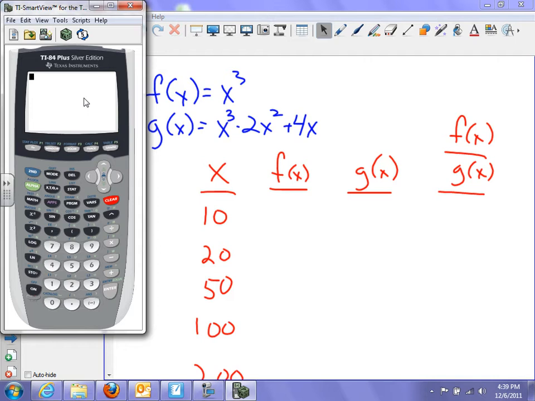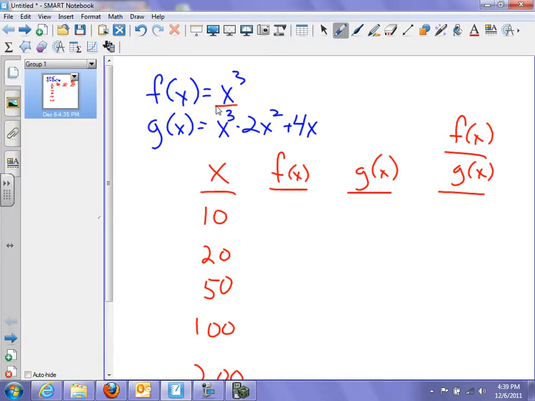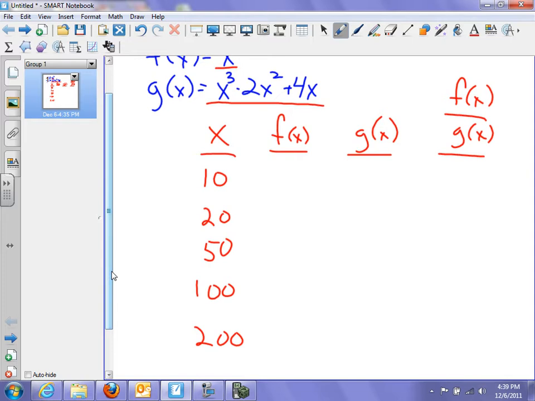I'm going to do problem number 53 from section 5.2. It is the challenge problem. The problem is set up, it says let f of x equal x cubed, and let g of x equal x cubed minus 2x squared plus 4x. First they ask us to copy and complete the table. So I've copied the table out here as much as they've given us.